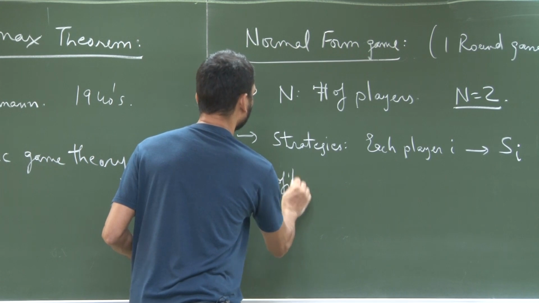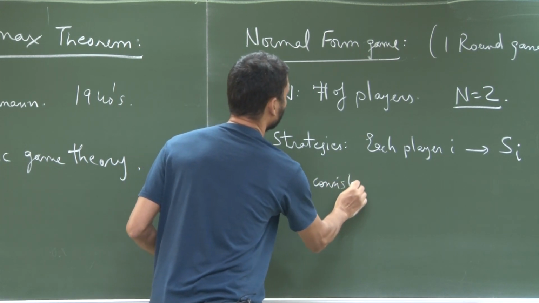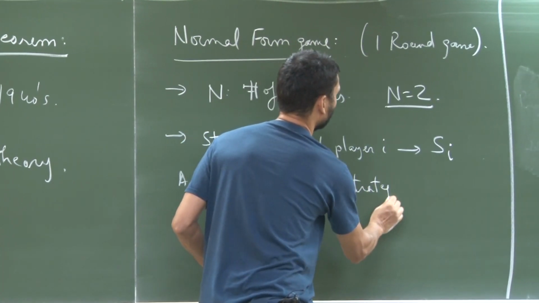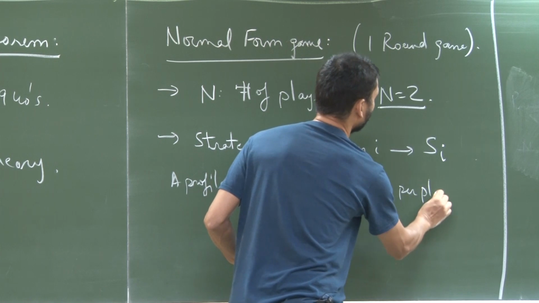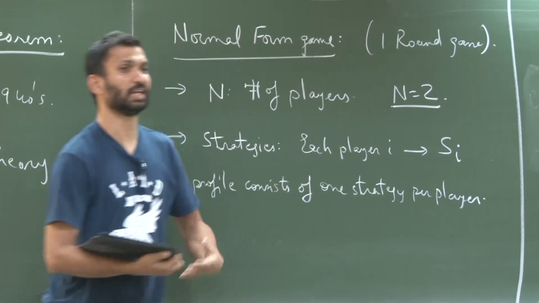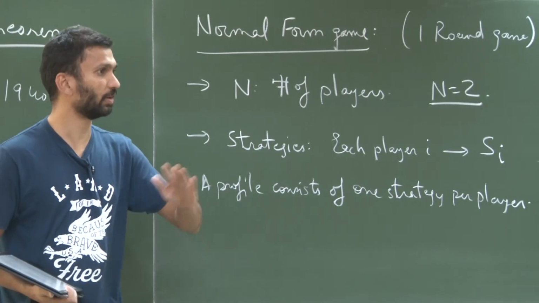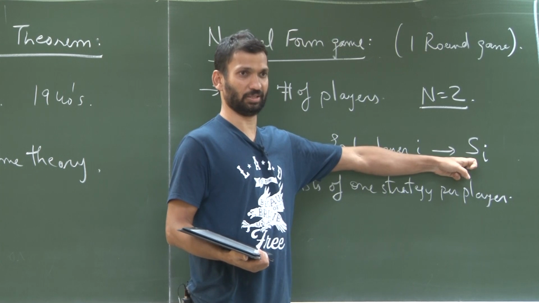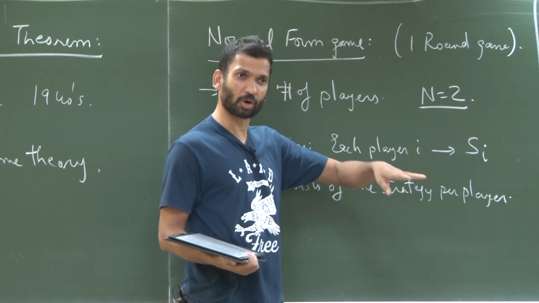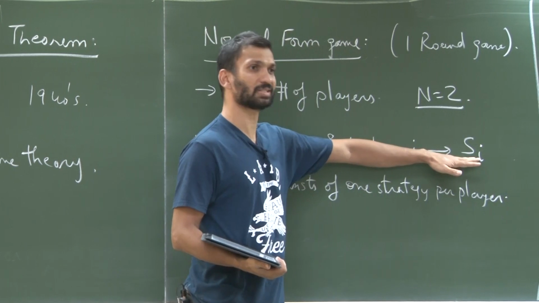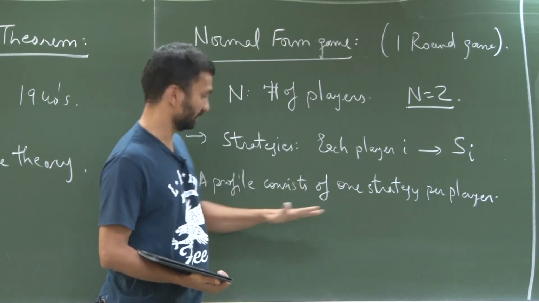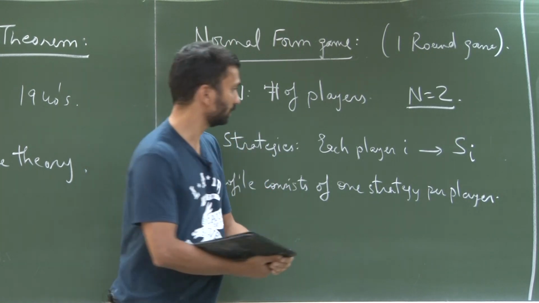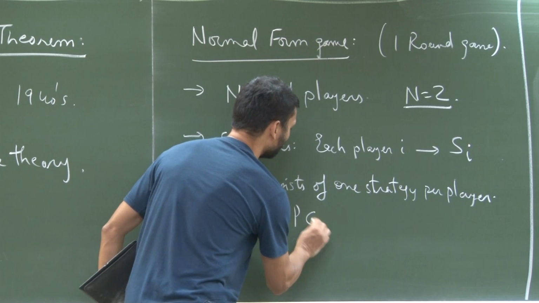A profile consists of one strategy per player. So think of a strategy as a player's move. It's a one round game. Each player has to make a move. The possible options of the move are written here. The exact description of the move is not relevant to us. This is the set of moves. Any play is a profile, which means each player has made a move. So this profile P is an element of?